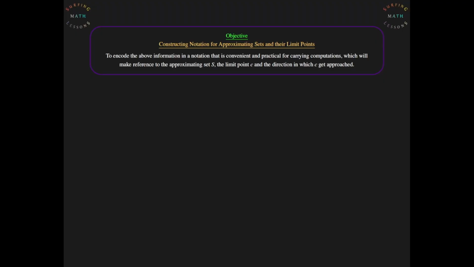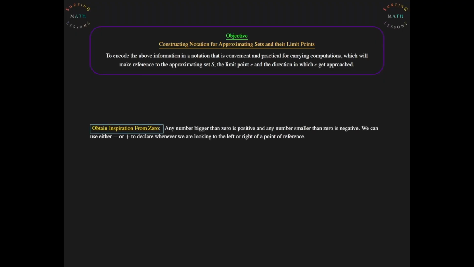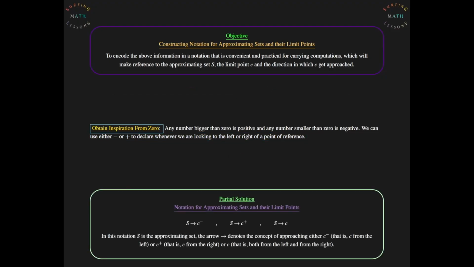For this, we take inspiration from the number 0. That is, observe that any open interval containing 0 approaches 0 from the right of 0 through all positive numbers and approaches 0 from the left of 0 throughout negative numbers. Hence, for the limit point 0, a sign of plus or minus can be associated to the direction of approximation. We use this to construct the following notation.